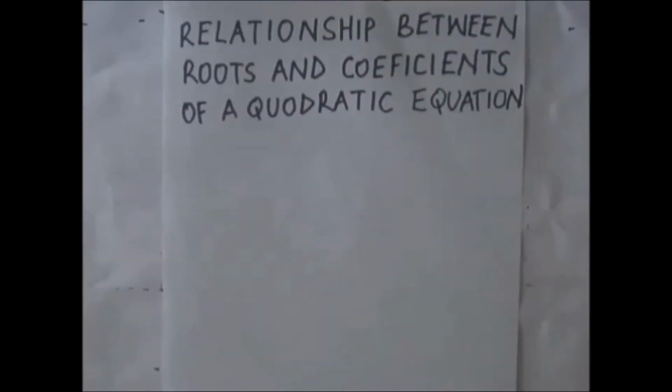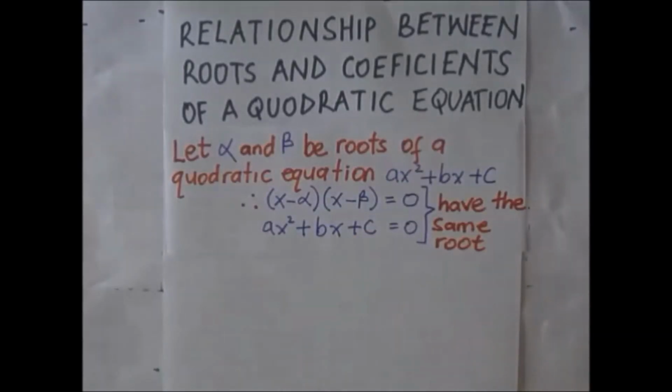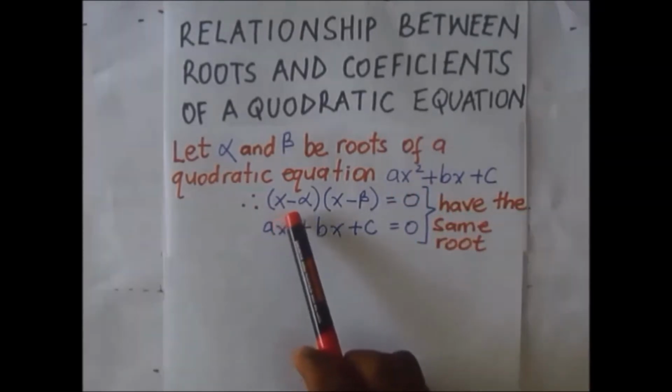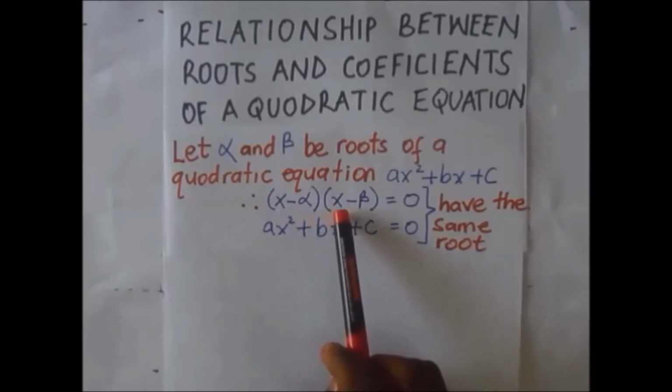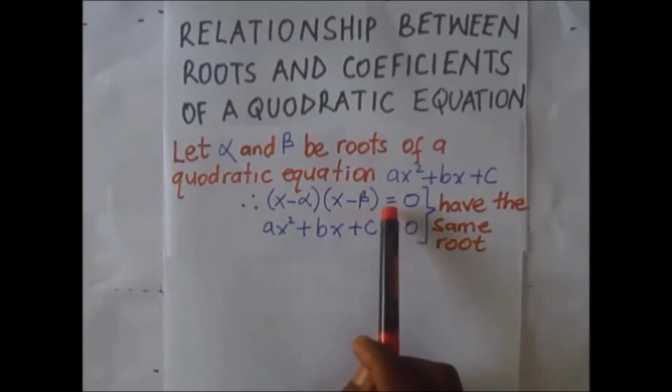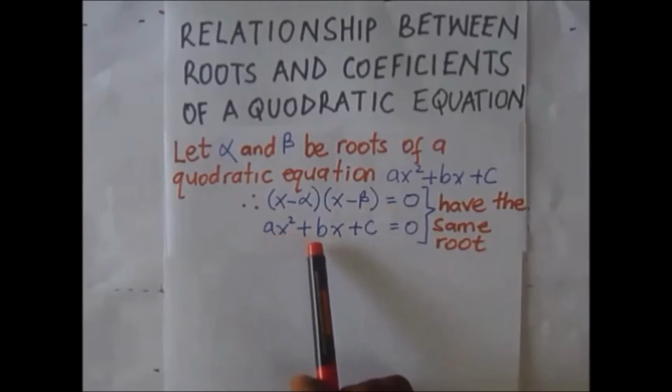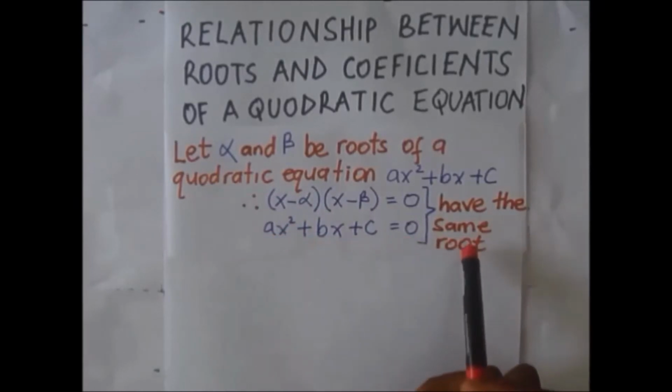We want to investigate the relationship that exists between roots and the coefficients of a quadratic equation. When I talk about roots of a quadratic equation, in essence, I'm talking about the solution to a quadratic equation. If alpha and beta are roots of a quadratic equation, ax squared plus bx plus c, it means that x minus alpha into x minus beta is equal to 0, and also ax squared plus bx plus c is equal to 0 have the same root.